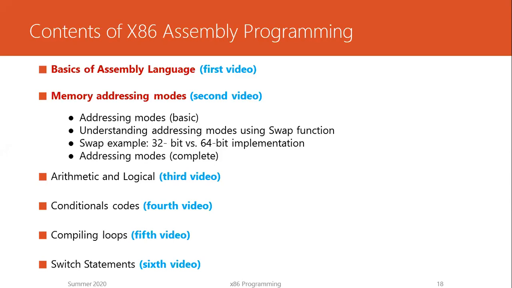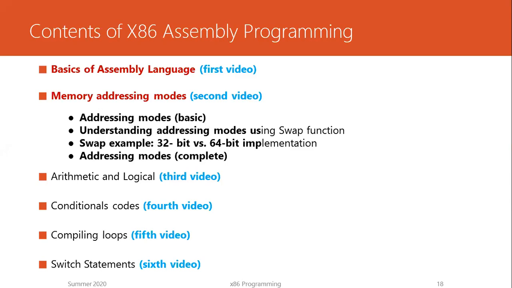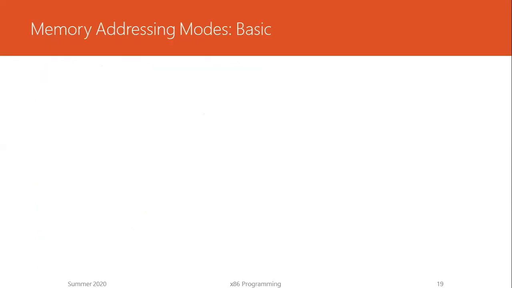This is the content that we will be looking at in this video. We will start off with the basic addressing modes and try to understand them through an example using a swap function. The video then talks about the difference between 32-bit versus 64-bit implementations. And lastly, the complete addressing modes are revealed with a little quiz at the end. So let's look at the various ways we address memory.